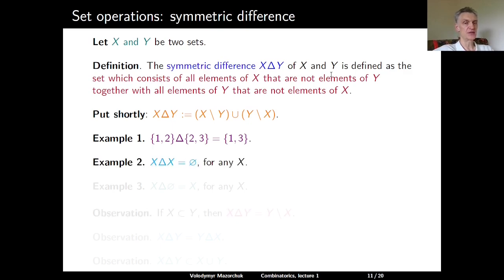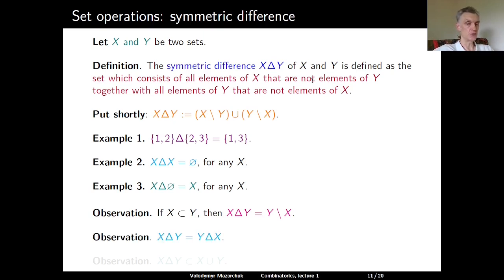Example 2, the symmetric difference between X and X is the empty set for any X. Example 3, the symmetric difference between X and the empty set is X for any X. So we observe that if X is a subset of Y, then the symmetric difference between X and Y is Y minus X. Now the symmetric difference is commutative. The symmetric difference between X and Y is equal to the symmetric difference between Y and X. And finally, the symmetric difference between X and Y is a subset of X union Y.